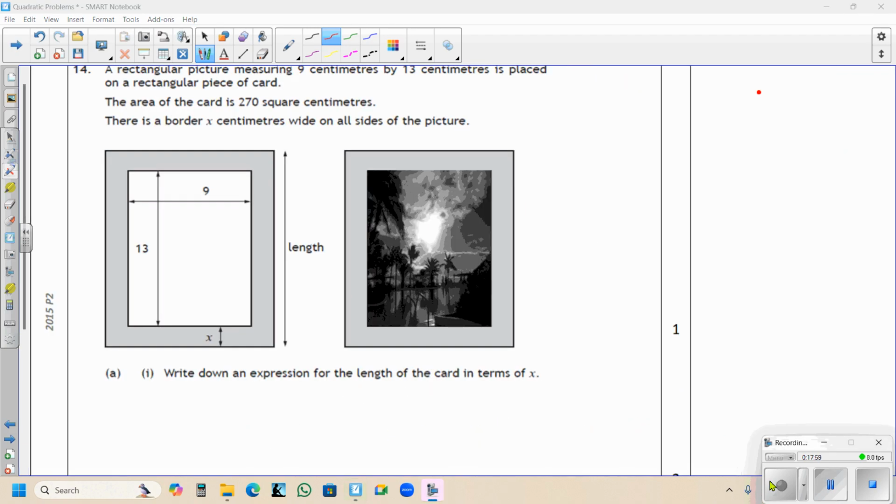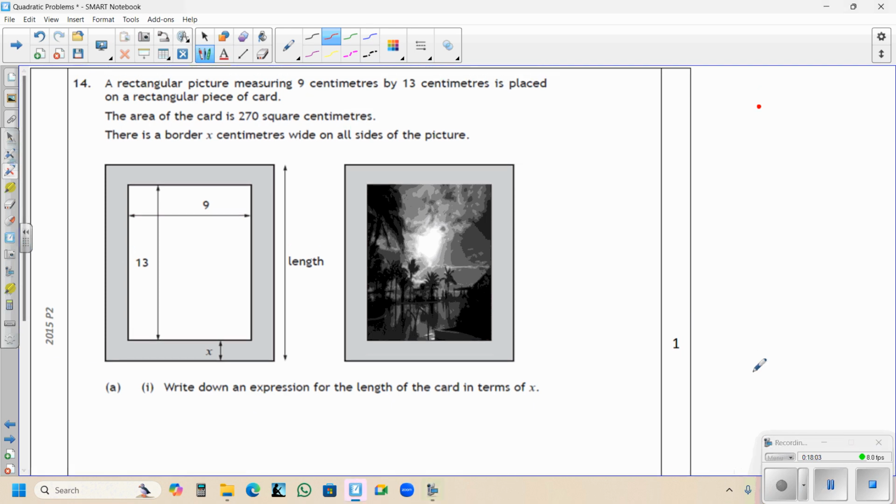Okay, so the next one, it says a rectangular, these questions would be at the end of a paper, and so you'll know they're coming towards the end, they're getting harder. A rectangular piece of picture measuring 9 centimetres by 13 centimetres is placed in a rectangular piece of card. So there's the picture in the middle, and there's the card round about it. So it says there is a border x centimetres wide on all sides of the picture. Write down an expression for the length of the card in terms of x. So they tell me that's the length.